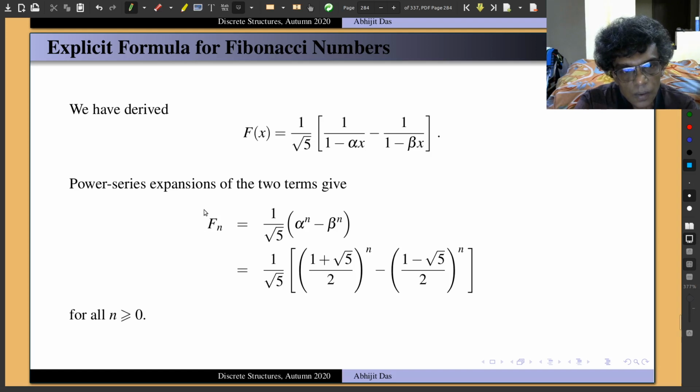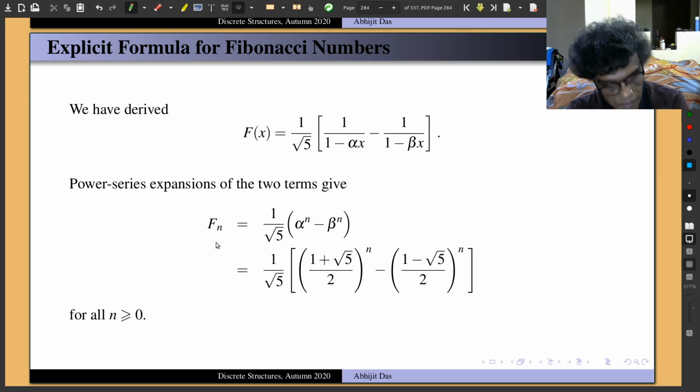Okay. Once again, it is instructive to plug in small values of n and check that f0, f1, f2, f3, f4, all these are coming exactly as they should be. Okay. Fine. So, using the theory of generating functions, we could derive something which we could not do so far, namely an explicit closed form expression for the nth Fibonacci number. Okay.